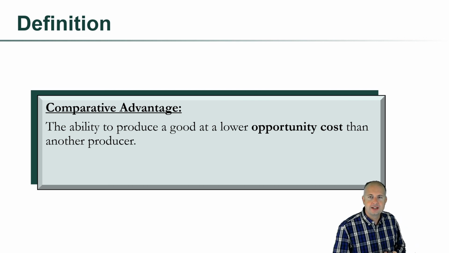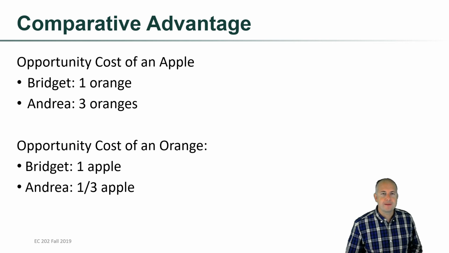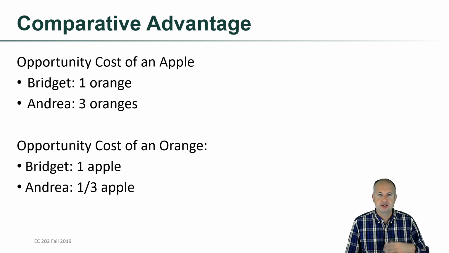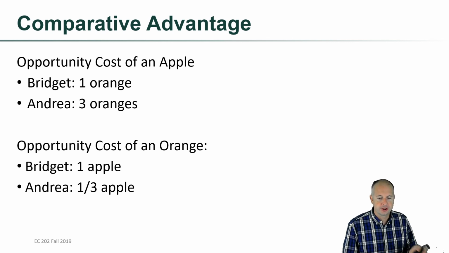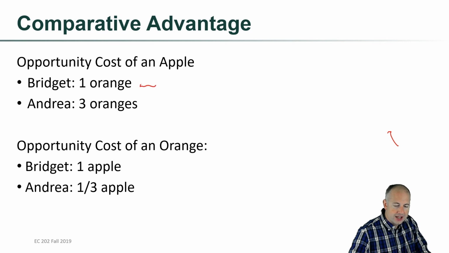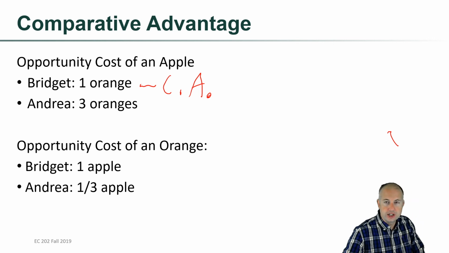So now let's look and see the opportunity cost comparison for Andrea and Bridget. The opportunity cost of an apple for Bridget is 1 orange, for Andrea is 3 oranges. The opportunity cost of an orange for Bridget is 1 apple, for Andrea is a third of an apple. So comparative advantage says, can you do it at a lower opportunity cost? Here, producing an apple, Bridget has a lower opportunity cost, so she has a comparative advantage there. For producing an orange, Andrea has a lower opportunity cost, 1/3 is less than 1. So Andrea has a comparative advantage at producing oranges.